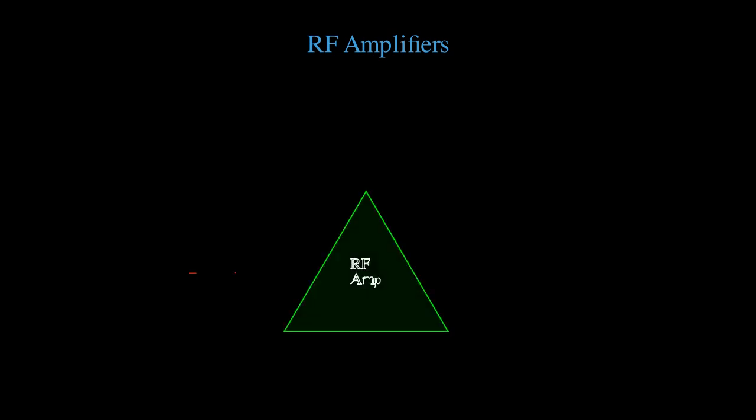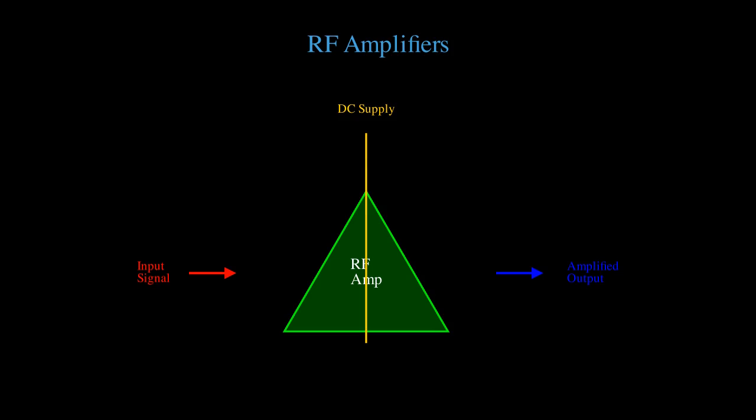RF amplifiers boost signal levels and are found throughout RF systems. They face unique challenges including stability, noise, linearity, and efficiency that become more critical as frequency increases. An RF amplifier takes a weak input signal and produces a stronger output signal. It requires DC power to operate and ideally amplifies the signal without adding distortion or noise. The gain, bandwidth, and power output are key specifications.